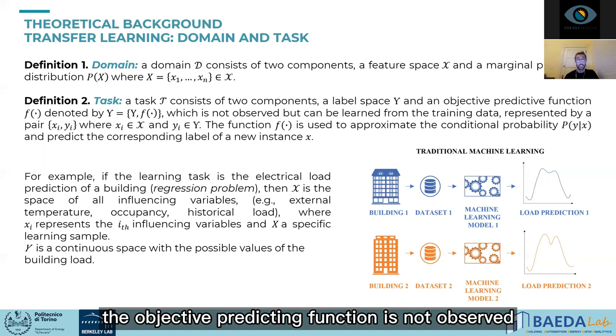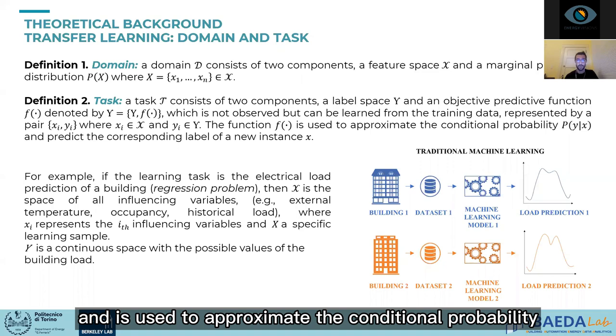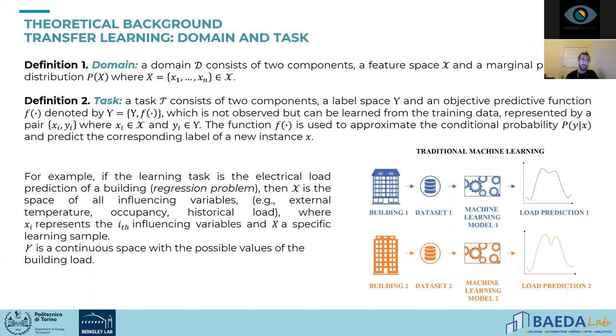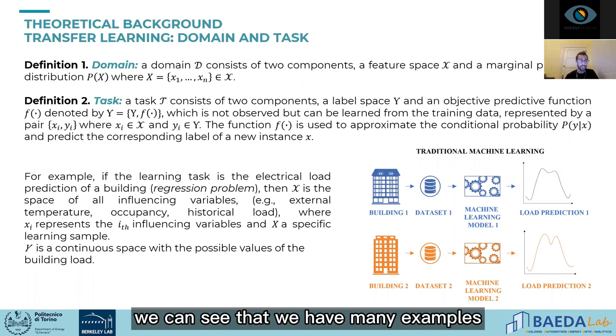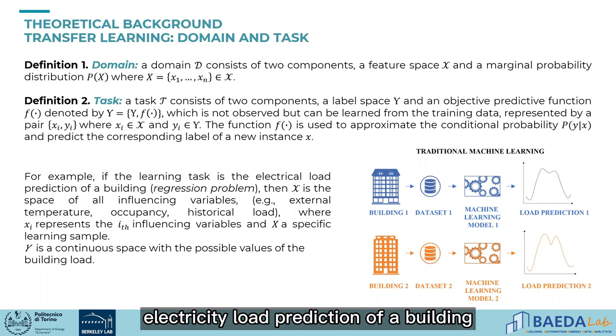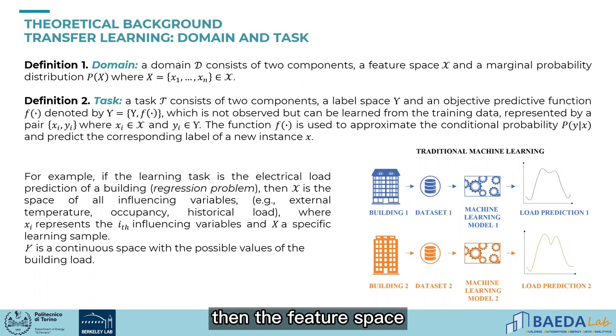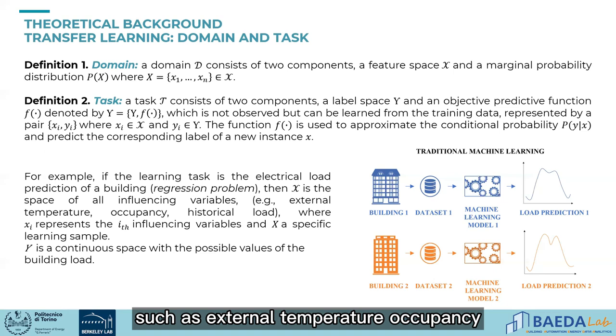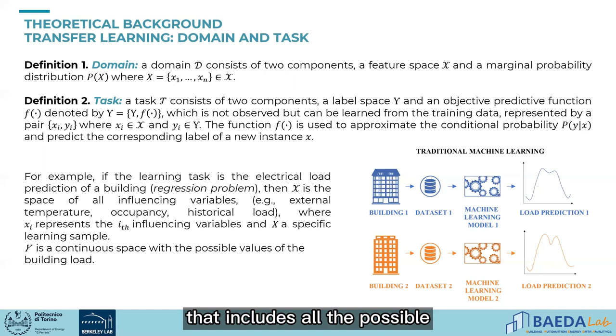The objective predicting function is not observed, but can be learned from the training data and is used to approximate the conditional probability and predict the corresponding label of a new instance. Looking at the built environment, we can see that we have many examples. In particular, if our task is the electricity load prediction of a building, this is classically a regression problem, then the feature space is the space of all influencing variables, such as external temperature, occupancy, or historical load, while Y is a continuous space that includes all the possible values of the building load.